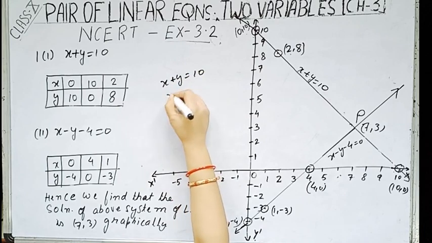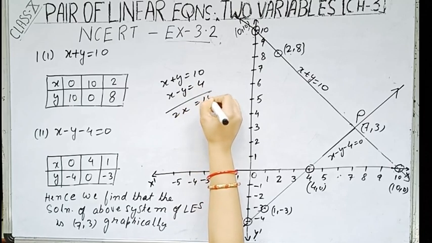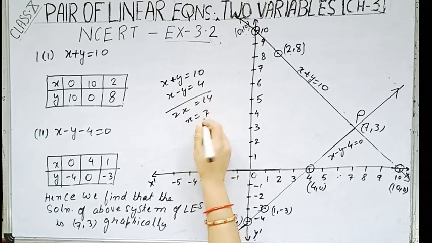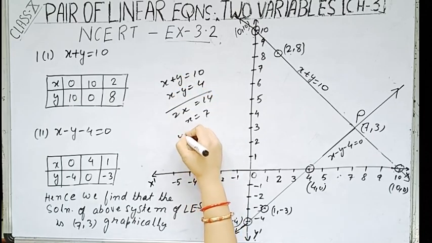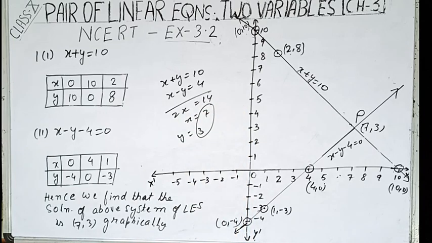So adding, x minus y equals 4. So 2x equals 14, so x is 7. Now putting 7 over here, we get y equals 3. So x is 7 and y is 3. It means the point where both the lines are intersecting is 7, 3. Hence the solution of the system of equations which we have got is 7, 3. If you draw on the graph, you will obviously get the point of intersection as 7, 3.